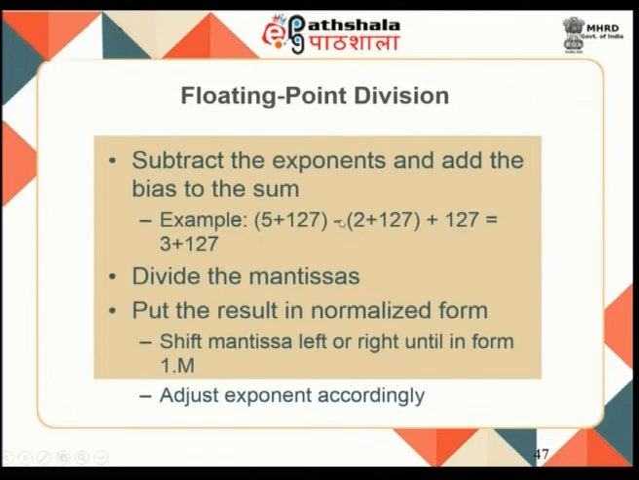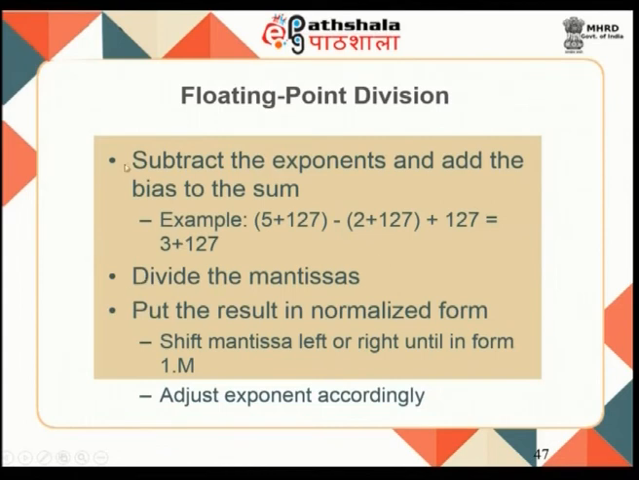When you subtract 2 from 5, you will get an actual value of 3, but that has to be represented in the biased exponent form. So, you will have to add 127 to it. So, in the case of a division operation, you will have to subtract the exponents and then add the bias. So, you put it back into the standard format. Now, divide the mantissas.